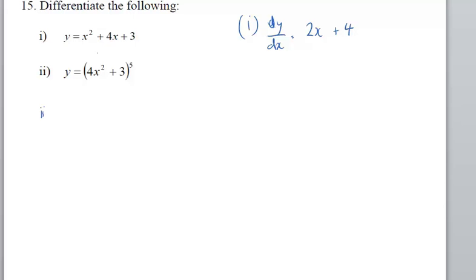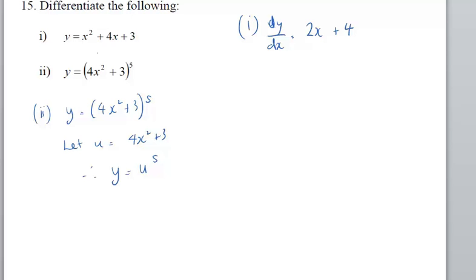So 2 is a little bit more complicated. We've got our y is equal to 4x squared plus 3 to the power of 5. And so here we can say, well, let u equal 4x squared plus 3. Therefore, y is equal to u to the power of 5.